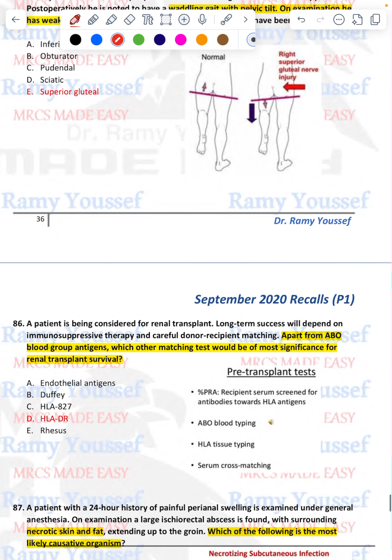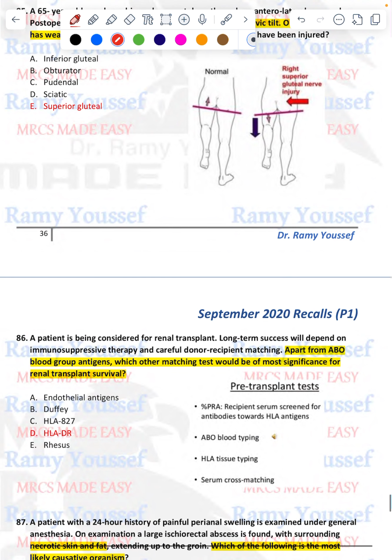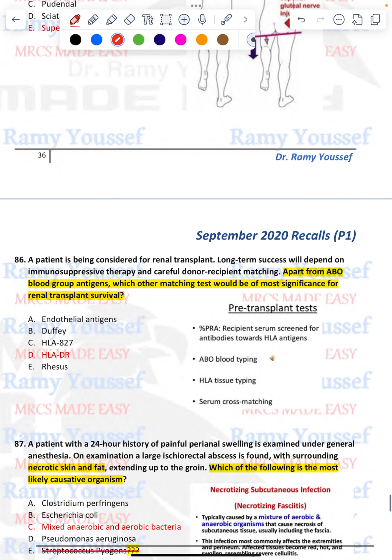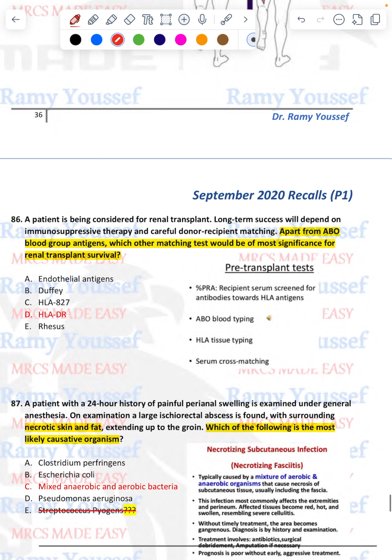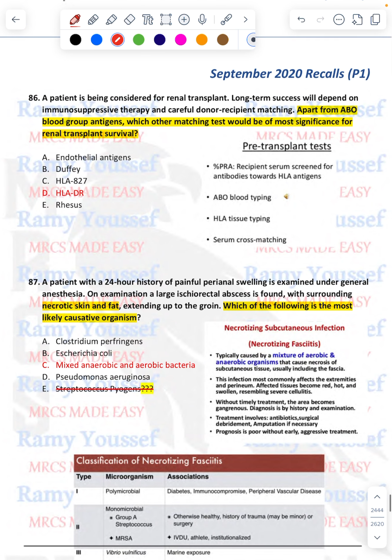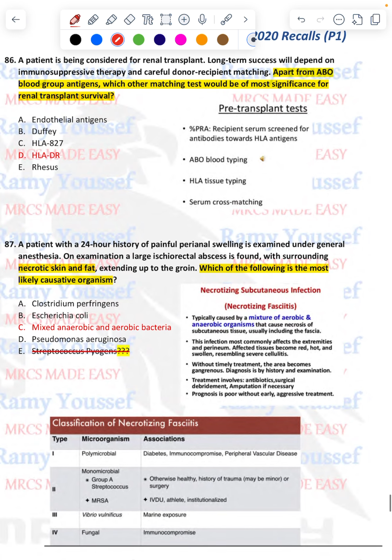A patient with 24 hours of painful perineal swelling is examined under general anesthesia. On examination, erythema is found surrounding necrotic skin. Which of the following is most likely? This is polymicrobial, causing necrotizing fasciitis, mixed aerobic and anaerobic. That is polymicrobial. Diabetes, if it is there, then it is polymicrobial. Monomicrobial is fungal.